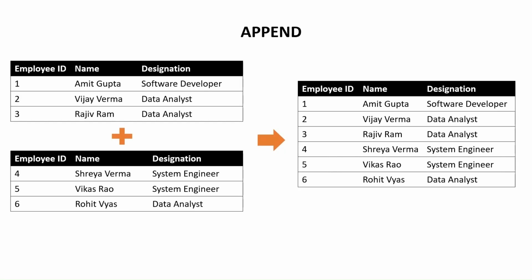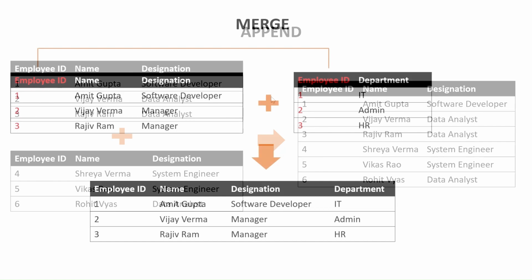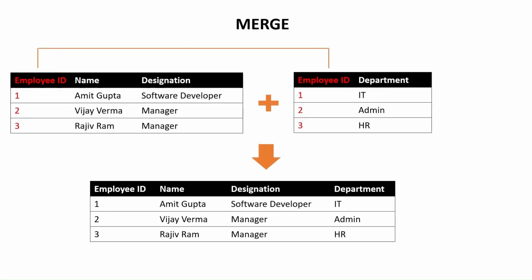Append and merge are two methods to combine tables or queries in Power Query. Append is used when you want to do row-wise combining of the data. For example, here we have two tables having the same structure and we need to combine the rows. So here we will use append. While in merge, we can combine the data based on same columns. So this is kind of a join.